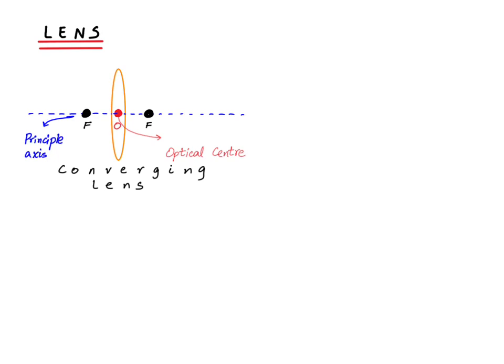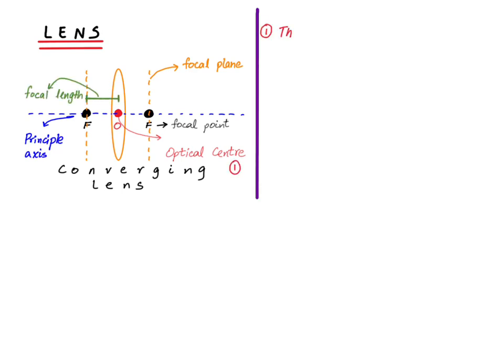But before I move on to the discussion of focal points, I would introduce some more terms here. This vertical line, the y-axis, which passes right through the focal point, is called the focal plane. So you have two focal planes, the two orange lines. Then the distance from the optical center to the focal point is known as focal length, right?